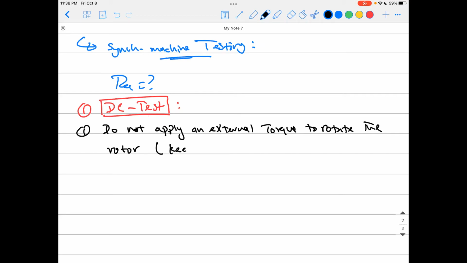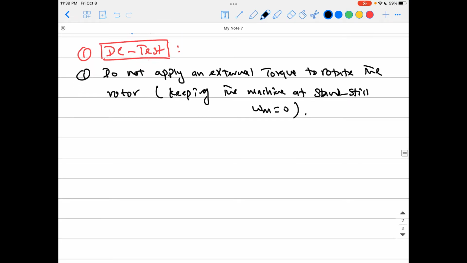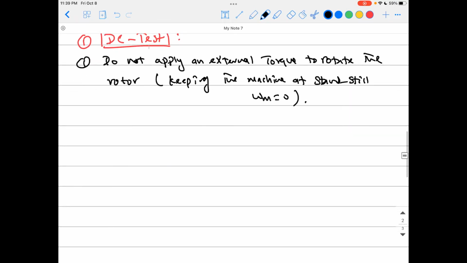Okay, that means keeping the machine at standstill, that means omega m, the speed, equals 0. Why? I'll explain that soon, but that is the first step. You keep the machine stationary. We do not want to rotate the machine. You know that because we're talking about a generator, where you apply an external torque to force the rotor to rotate. But for this test, we keep the machine without rotation. Okay? That is the first step.